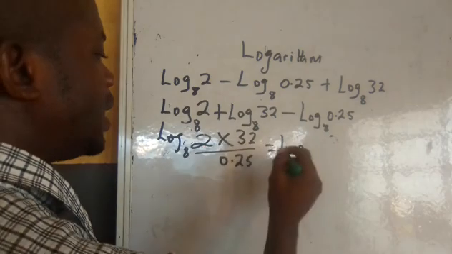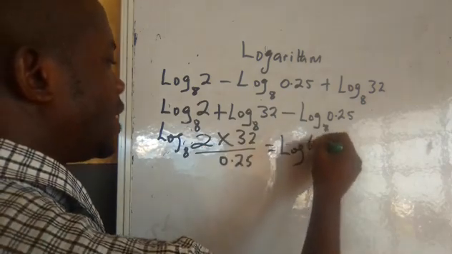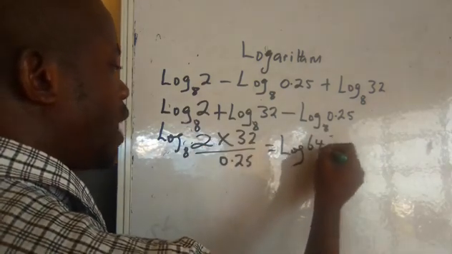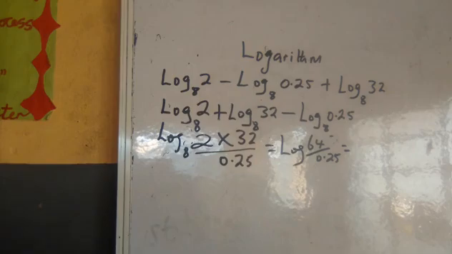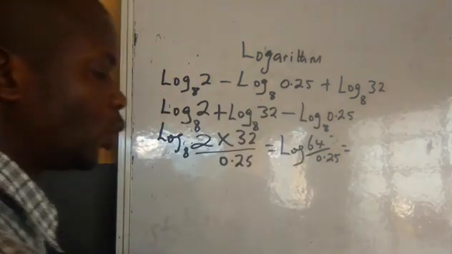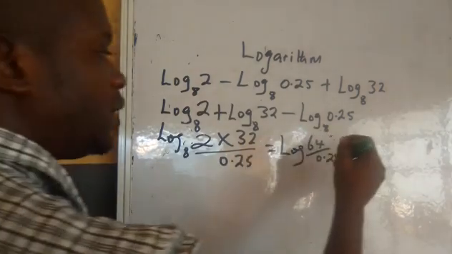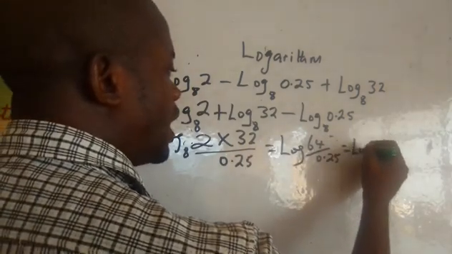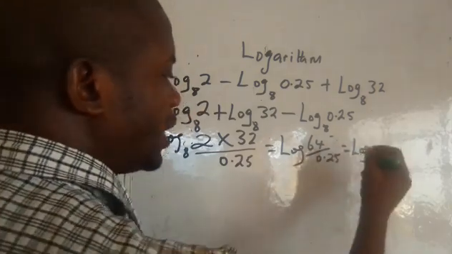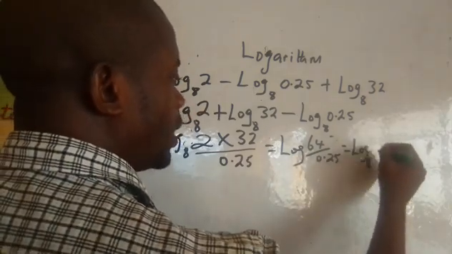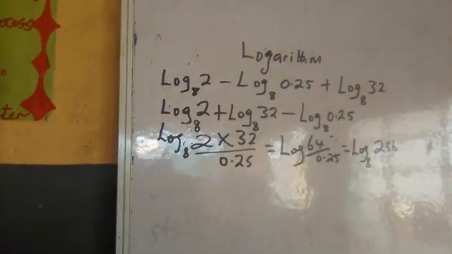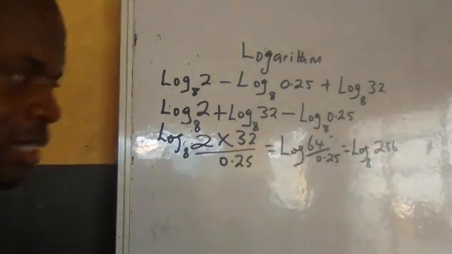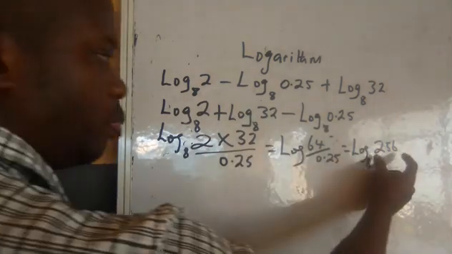So 2 times 32 will give me 64, divided by 0.25. Do you understand? So if I say 64 divided by 0.25, that's going to give me 256. So my final answer here will be what? Not really the final answer. Log base 8 of 256. But you can't say this is your final answer. You have to bring this down.